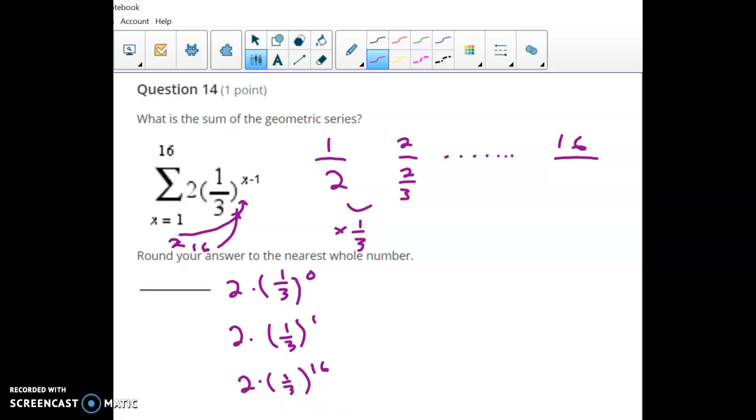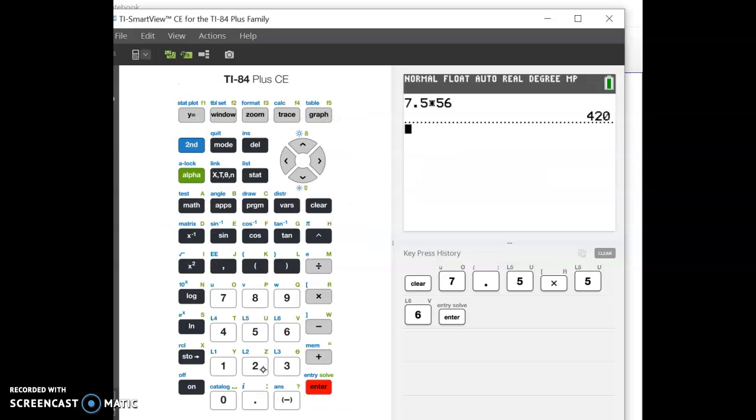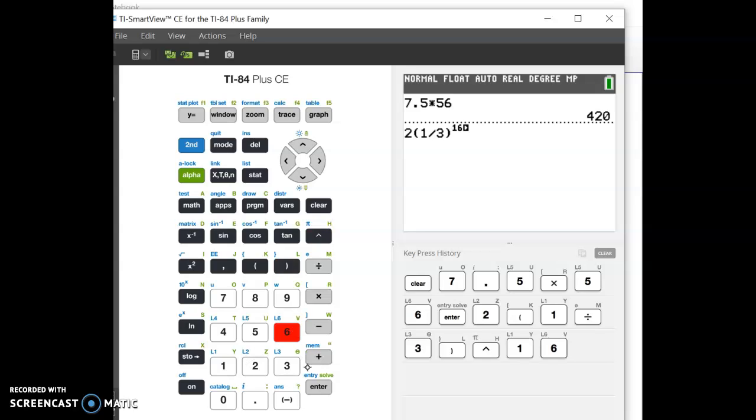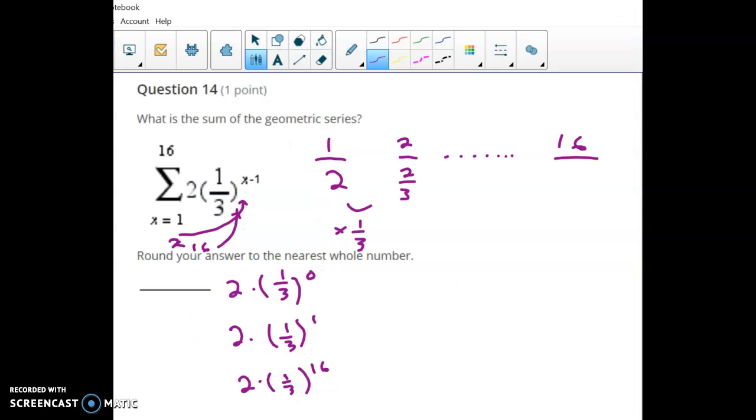We type that into our calculator. We can do that quick. 2 times 1/3 to the 16th. Okay, and so this is your calculator's way of doing scientific notation. This is just like 4.6 times 10 to the negative 8th, which means you would move the decimal place over 8 times. So it's basically 0, just a tiny number. So this is actually going to be about 0, right?